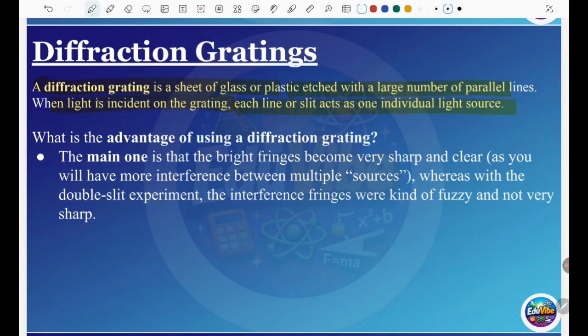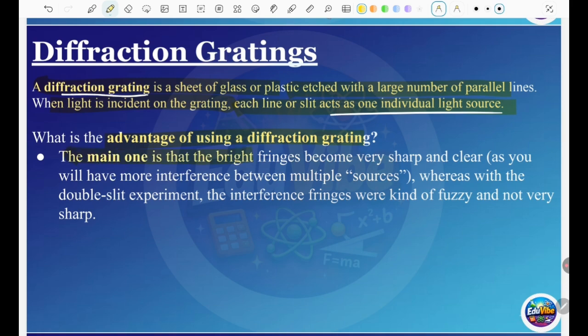So with a sheet of glass, when light passes through it, it moves on to the very large number of parallel lines, where each slit acts as an individual light source, and different colors are present. So this is the grating where we can say how much the light can be diffracted. What is the advantage of using a diffraction grating?